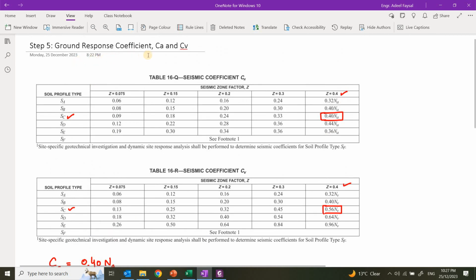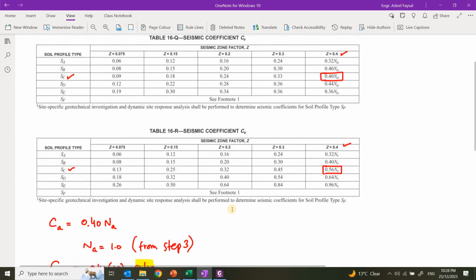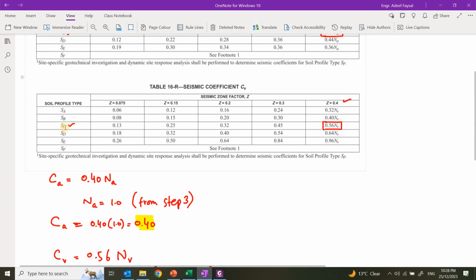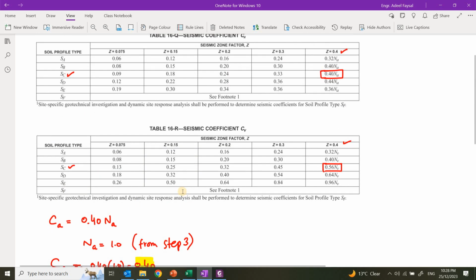You find the ground response coefficients CA and CV. For CA, based on the previous steps, soil profile type is SC and seismic zone factor is 0.4. If you draw these two lines, you will intersect at this point, 0.40 NA. So CA is 0.40 NA, and NA was 1.0 from step number 3. So CA is 0.4. Similarly for CV, it is soil profile type SC with seismic zone 4, Z equal to 0.4. So this is 0.56 NV. NV is 1 from step number 3, so CV is also 0.56.